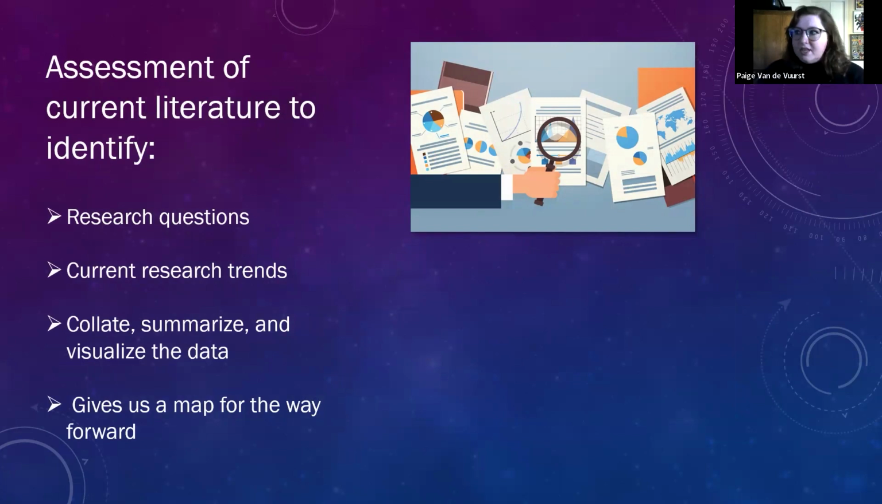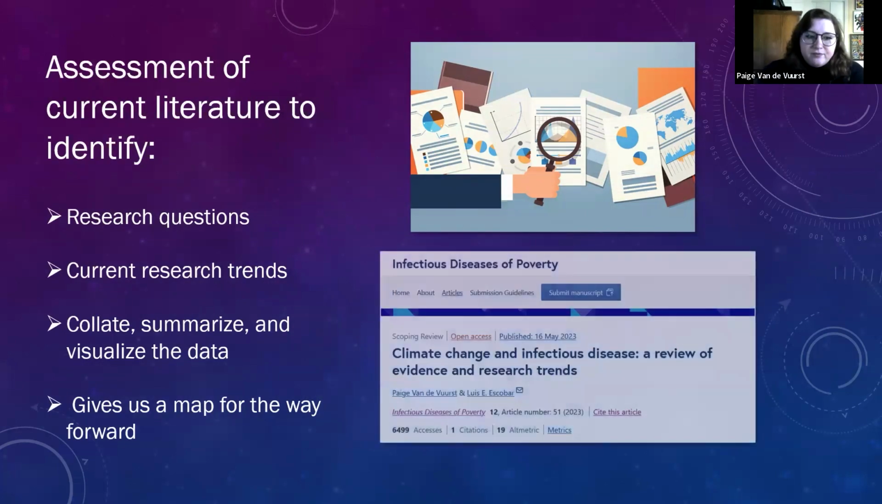And this is what I want to present to you today: kind of the summary of where we're at scientifically. And this paper was recently published in Infectious Diseases of Poverty. And this is what we call a scoping review that was published back in 2023.